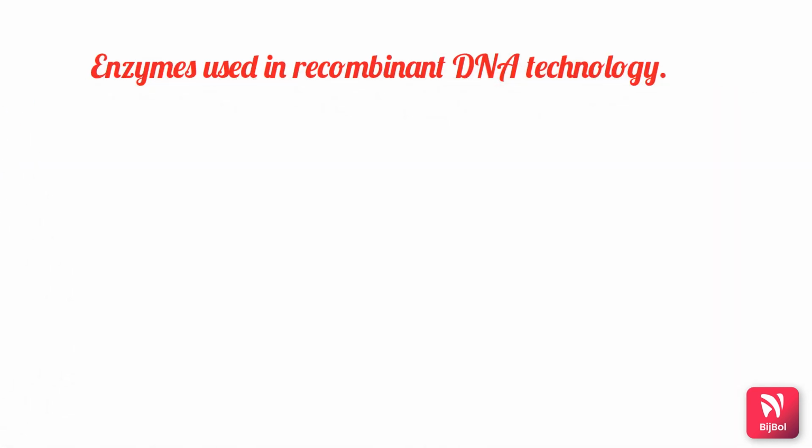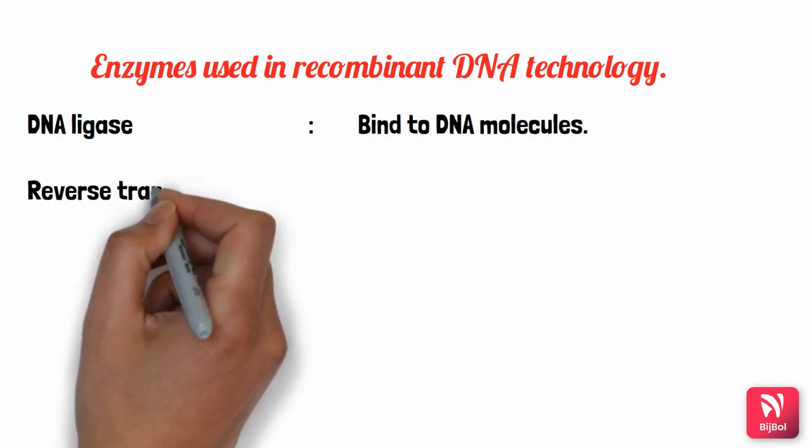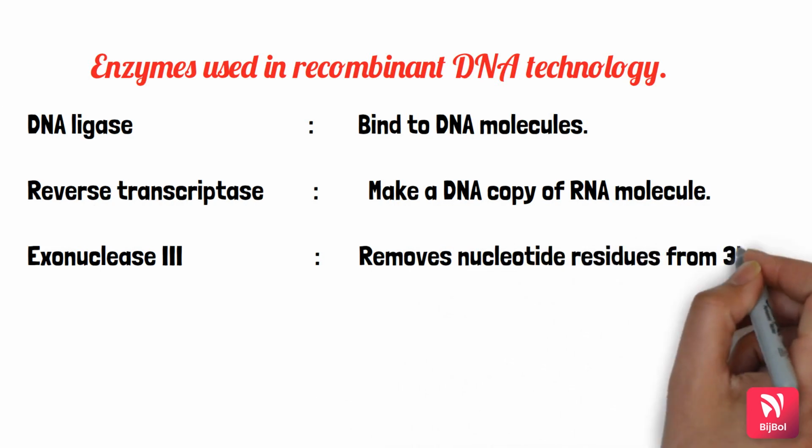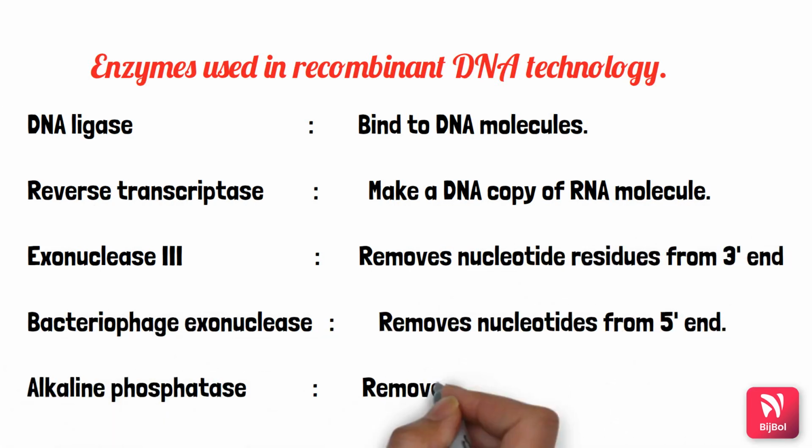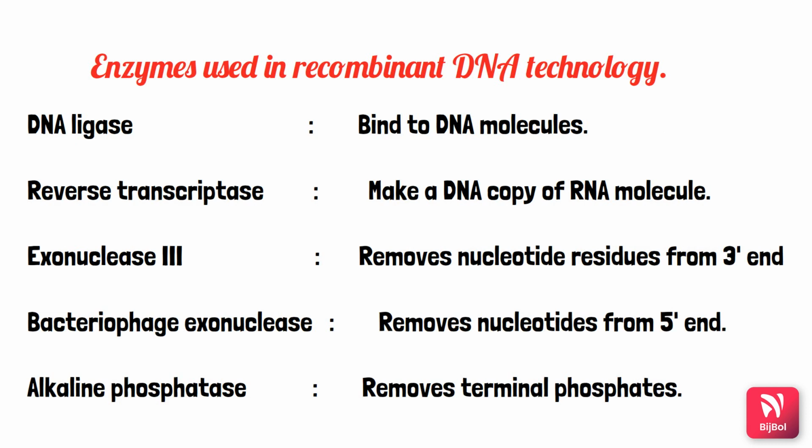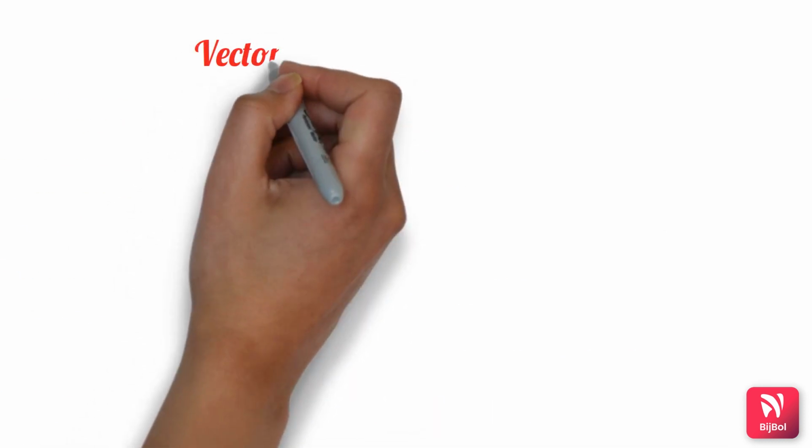Now let us discuss the enzymes used in recombinant DNA technology. First enzyme is DNA ligase. It is used to bind the DNA molecules. The other enzyme is reverse transcriptase. It makes a DNA copy from an RNA molecule. Exonuclease III removes the nucleotide residues from the 3' end. Bacteriophage exonuclease removes the nucleotides from the 5' end. Alkaline phosphatase removes the terminal phosphates. So each enzyme has its own property.